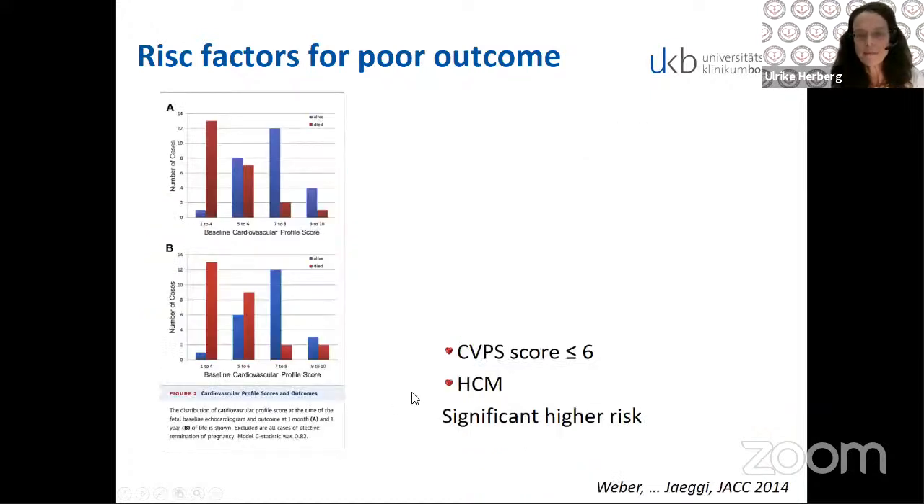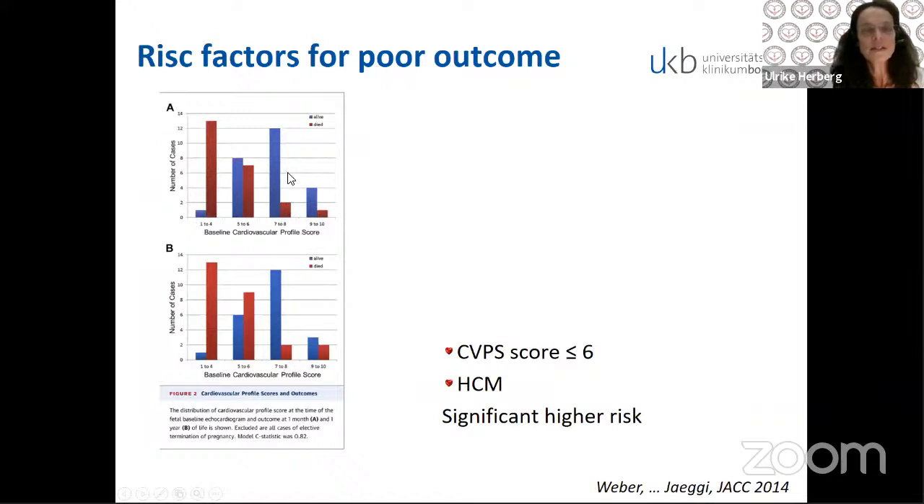A more recent paper of the Toronto group also published the risk factors for poor outcome in cardiomyopathy and showed that a CVPS score less than 6 or about 6 in hypertrophic cardiomyopathy shows a significantly higher risk for fetal and postnatal demise. Here in this figure 2, in red are the cases who died, and in blue those who were alive. And on the x-axis there is the cardiovascular profile score.